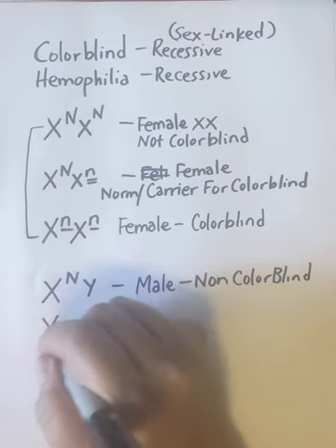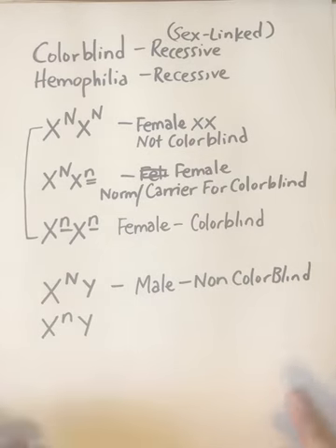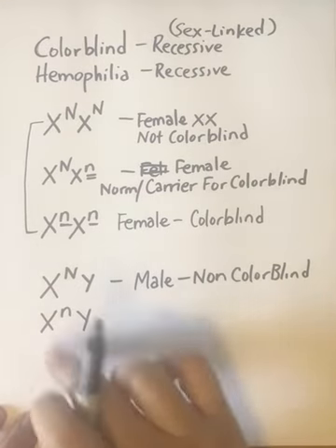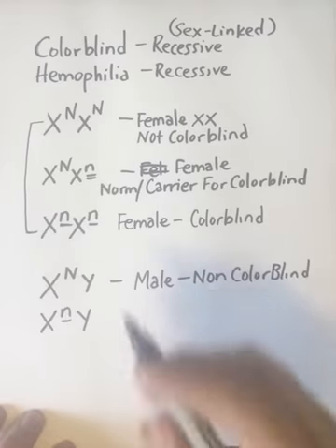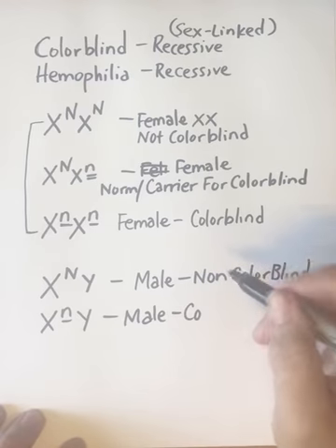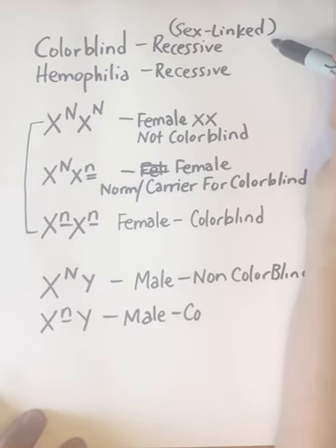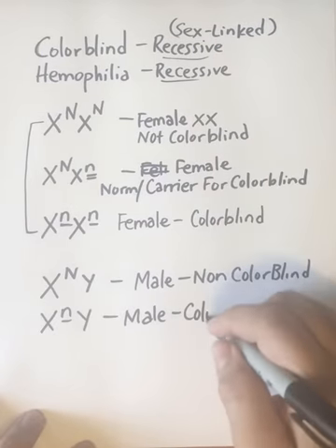And then you have a male who is colorblind. Now, this is a recessive trait, but because males do not carry 2 X's, you only look at the 1 X and you say they're either colorblind or not. This one is a colorblind male. So most sex-linked inheritance things that we receive are going to be recessive patterns.